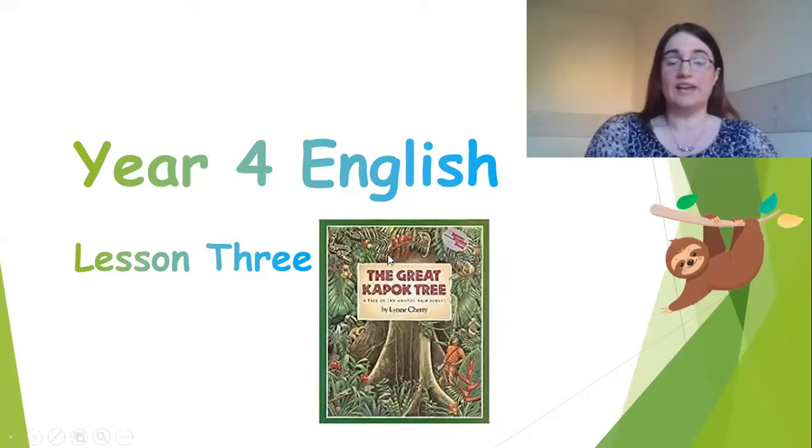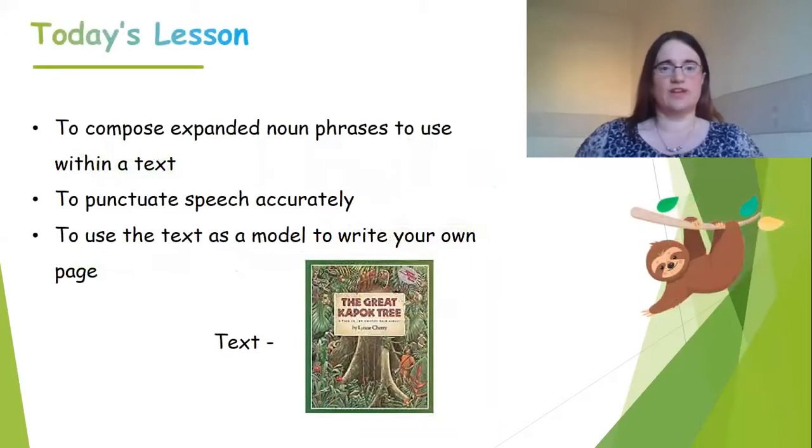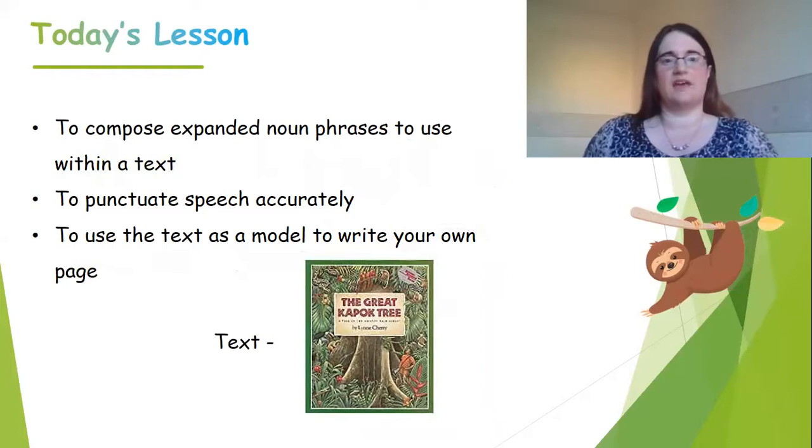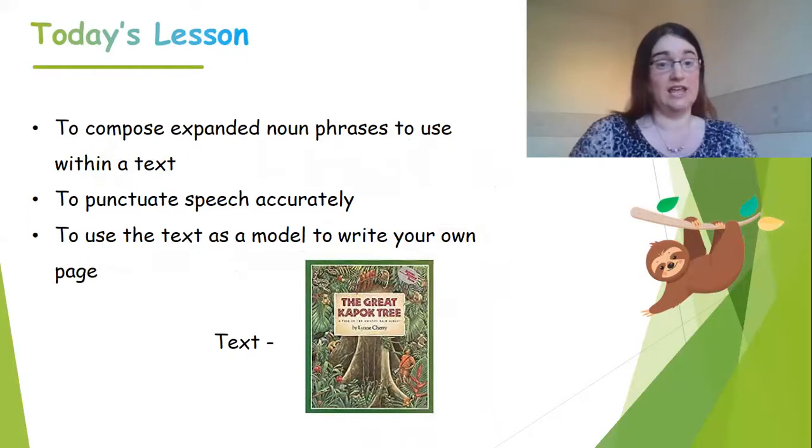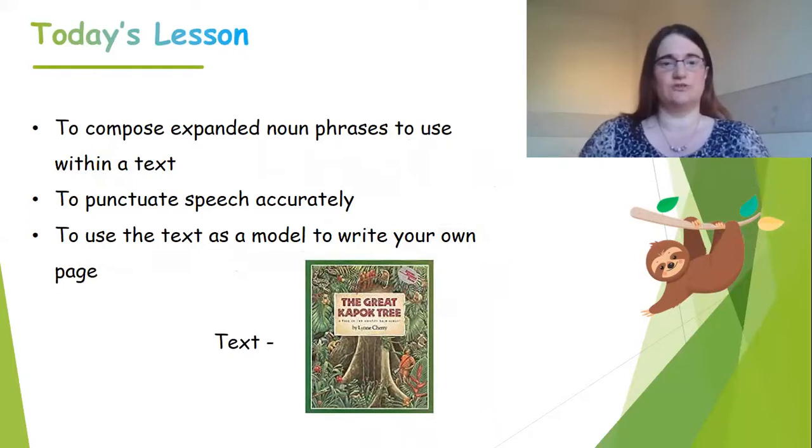So first of all, what are we going to be learning about today? Well, the first thing that we're going to be doing today is a quick game. And once we've done our quick game, we're going to be having another look at writing some expanded noun phrases. So we're going to have a bit more practice of that from yesterday. We're going to be looking at how to punctuate speech accurately. So that's looking at the dialogue in a story, the things that the characters say. And we're going to be using the Great Kapok Tree as a model to write our own page for the book. So that's our plan for today.